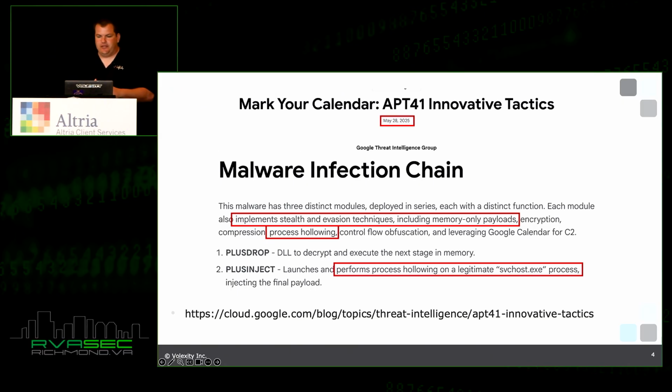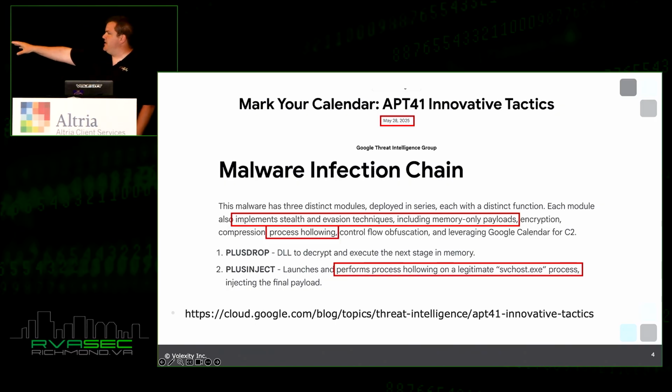And then literally last week, you can see up here, May 28th, there was another really good report from Google's threat intelligence team called APT41 Innovative Tactics. If you didn't see this in the last 5 or 6 days, go read it as well. But it was talking about this new malware from a very sophisticated threat group, and the idea was the malware that mattered, the main payloads, again, were all memory only.